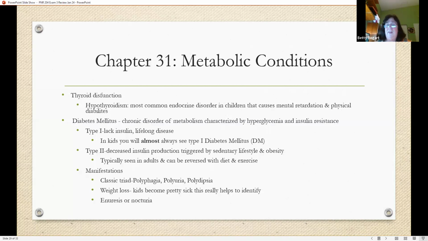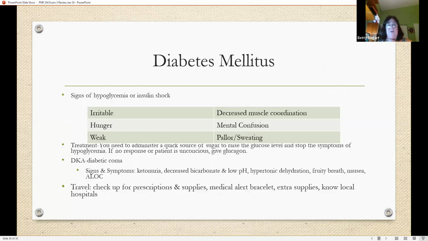Another symptom is they're urinating at night, enuresis, nocturia. So polyphagia, polyuria, polydipsia, weight loss, and then being incontinent at night when they're already potty trained.